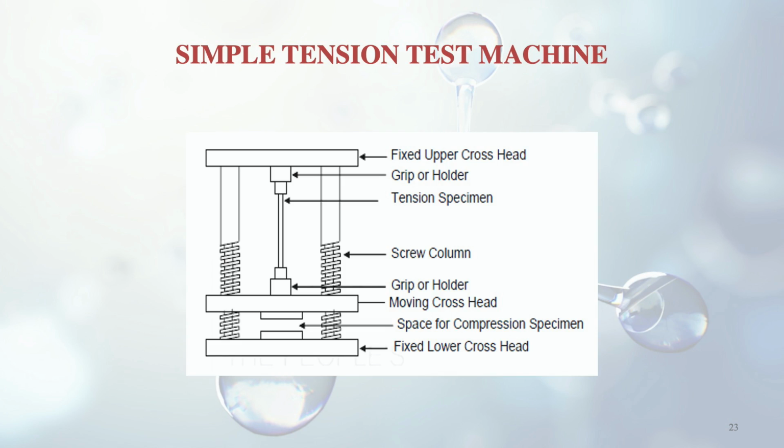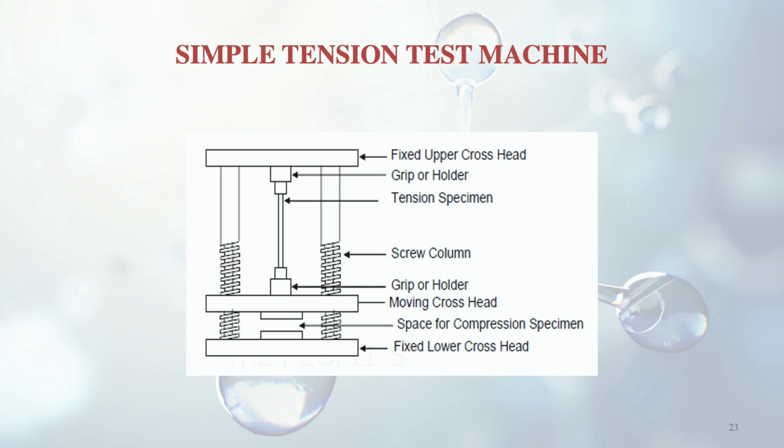So here is the simple tension test machine. Now I will explain it to you. I talked to you about the crosshead. You can see here the fixed upper crosshead and the fixed lower crosshead. These are the two things. Then further you see the grip or the holder, which is meant to hold the specimen. Coming towards the bottom side, the tension specimen is there with lesser diameter. This is the main portion. Then the end portion has larger diameter.